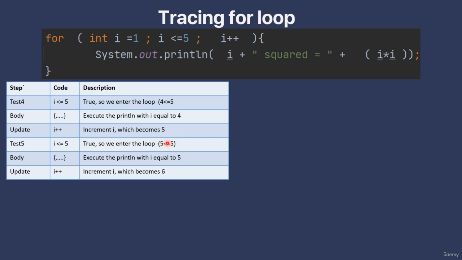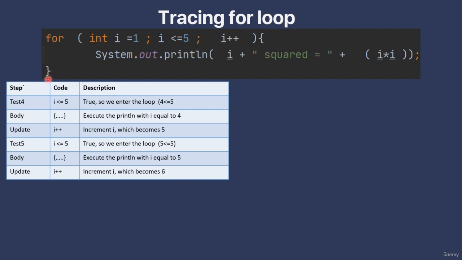5 is equal to 5. It is not less than. If we don't have the equal sign here, it will stop the loop. But here we have I less than or equal to 5. So we enter the loop. 5 less than or equal to 5. Yes, go and enter the loop. Execute the body. So execute the println, print this line. So 5 squared equal to 5 times 5 equal to 25. It will execute the whole body, stop there, and then it will execute the update.